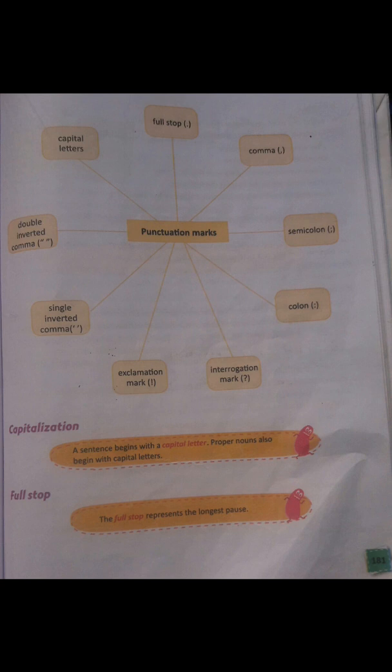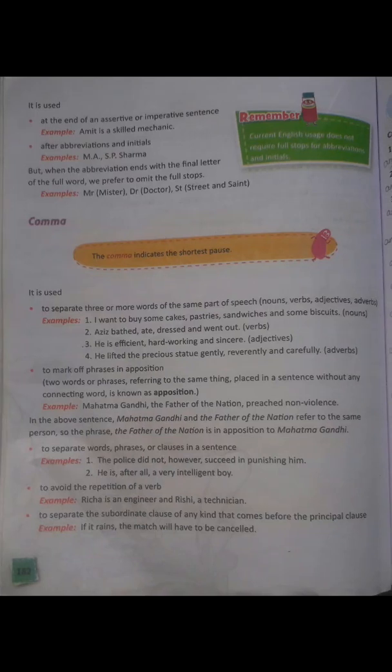Now, full stop. The full stop represents the longest pause. It is used at the end of an assertive or imperative sentence. For example, Amit is a skilled mechanic. We know that assertive sentences are also known as declarative sentences, means simple sentences which declare something or assert something or state something. So Amit is a skilled mechanic. Full stop. You can also say, get me a glass of water. This is an imperative sentence.